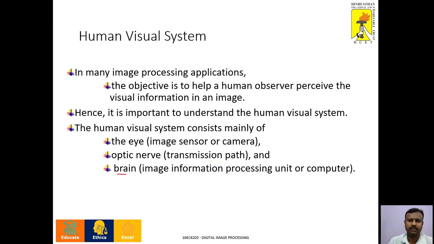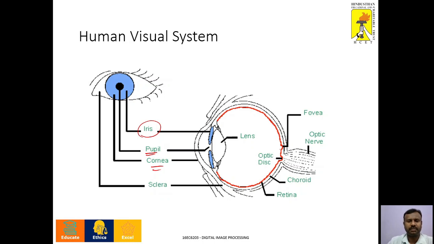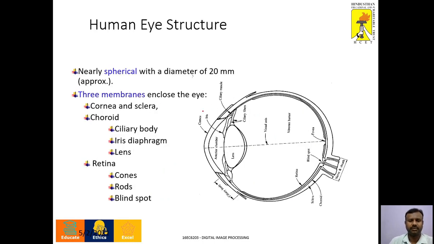There are three different membranes in the human eye. Those membranes are the outer membrane, which consists of cornea and sclera, then the middle layer, choroid, and the inner layer, retina. The eye is almost spherical in structure with a diameter of 20 mm. The outer transparent segment of the anterior portion is called the cornea. This portion is transparent in nature.